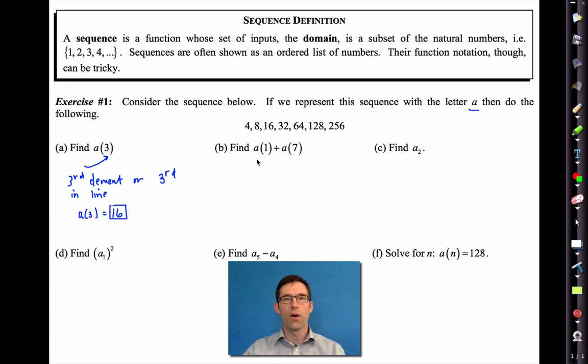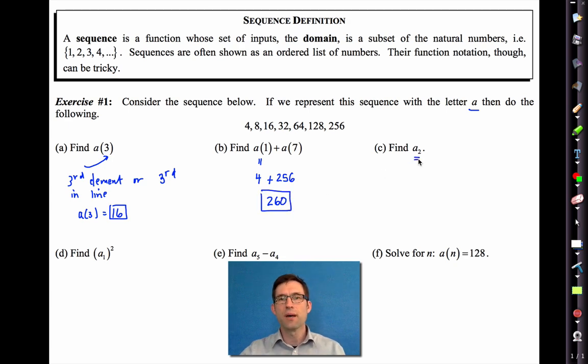Letter B, not hard. A of 1, well, let's see, A of 1 is 4, right? That's the first one in line. Plus A7, 1, 2, 3, 4, 5, 6, 7, that's the last one in line. If I take the first one in line and add to it the last one in line, we get 260.